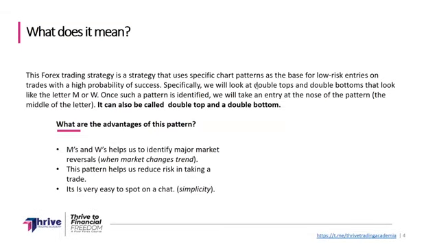So what does it mean? The M and W pattern is a forex strategy that uses specific chart patterns as a base for low risk entries on trades with high probability of success. Specifically, we'll be looking at double tops and double bottoms. They look like the letters M or W. Once such a pattern is identified, we take an entry at the nose of the letter. I'll be showing you an example of that soon.